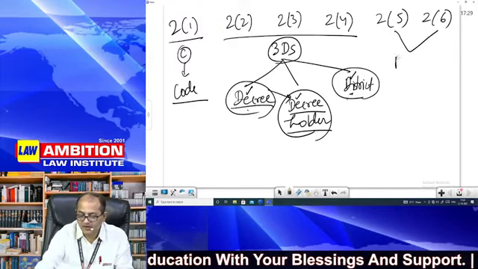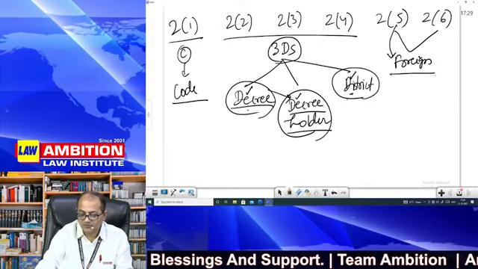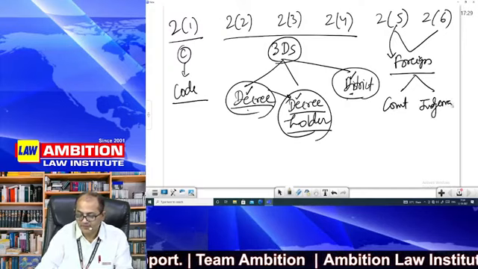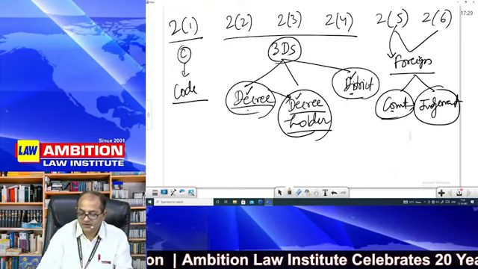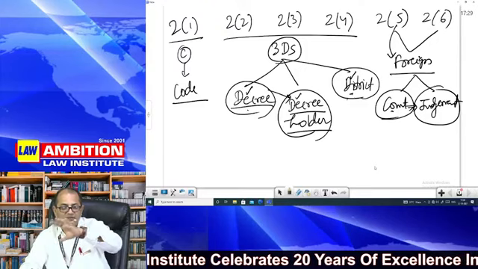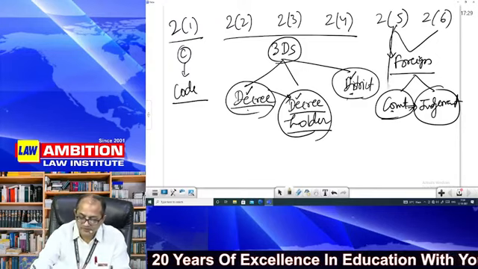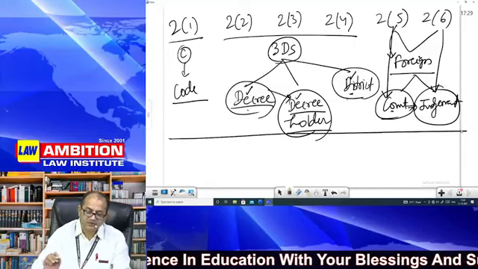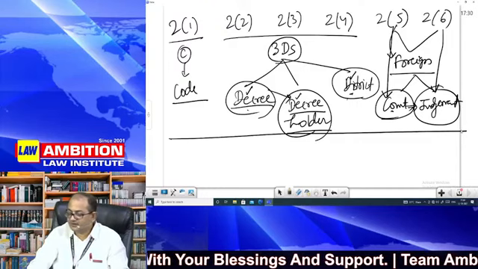I said F for 5, F for foreign. So there are two words: court and judgment. You tell me which will come first, which will come second. Everybody knows this will come first. First the foreign court will be there, then foreign judgment. Foreign court is first and foreign judgment is second. So this picture should be clear to your mind, my dear friend.